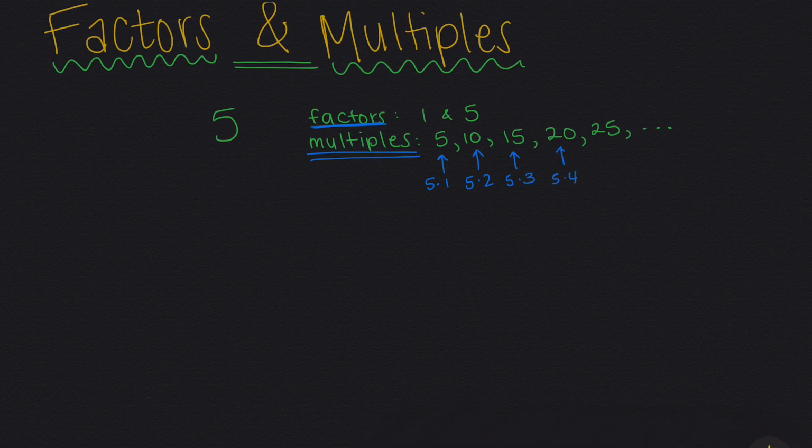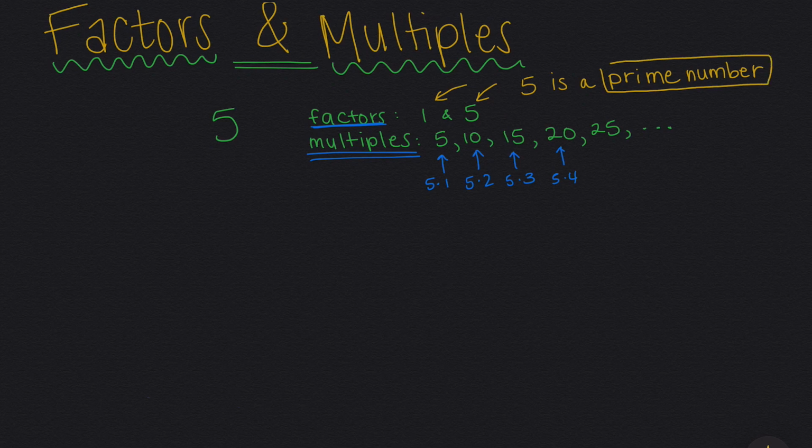One other special thing to notice here about 5 is that its factors are only 1 and itself, meaning that 5 is a prime number. When a number is prime, that means that the only numbers it can be divided by are 1 and itself. Let's think of another number.